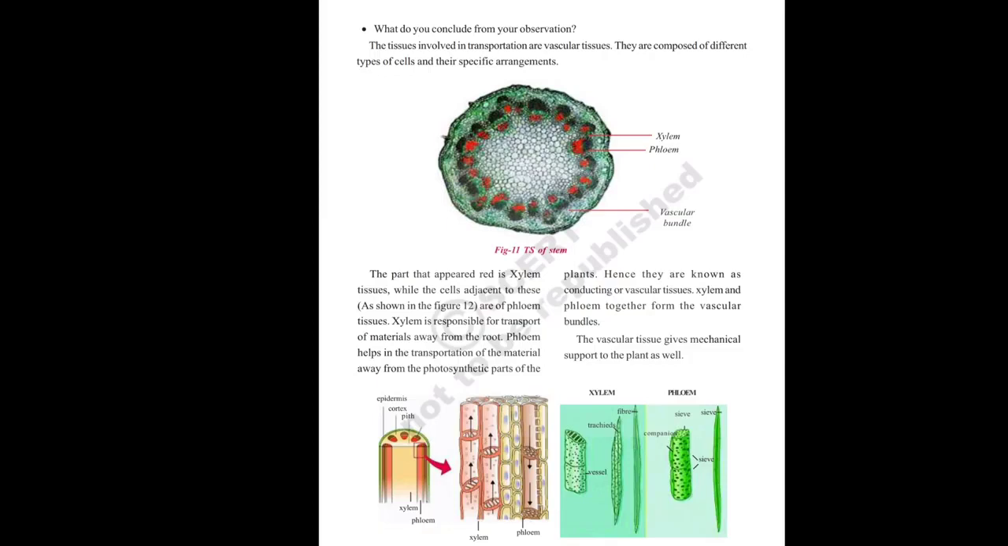It is a transport tissue. Like that, phloem is also a kind of transport tissue which transports food, I mean glucose, from leaves to the other parts of the plant body. These two are conducting tissues. Conducting means these are transporting tissues. That's why these are called vascular tissues.